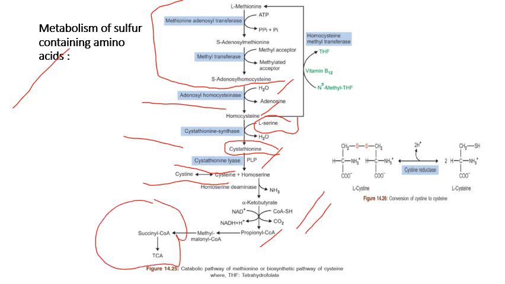This is the overall fate of methionine. So we have seen the transmethylation reaction. Then from demethylated methionine, how the other two sulfur-containing amino acids, cysteine and cystine, are synthesized has also been explained.